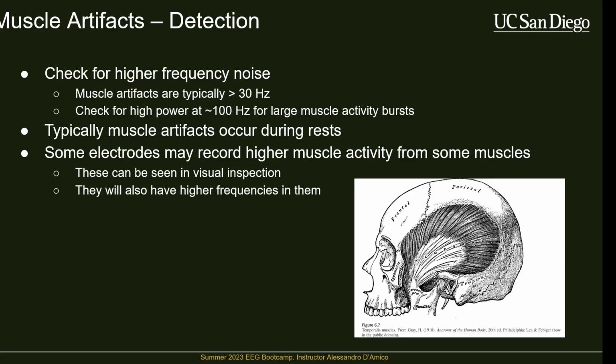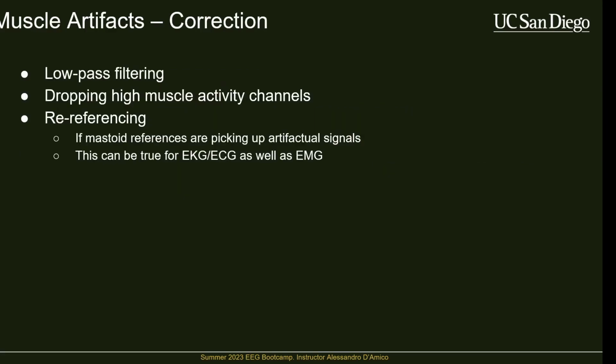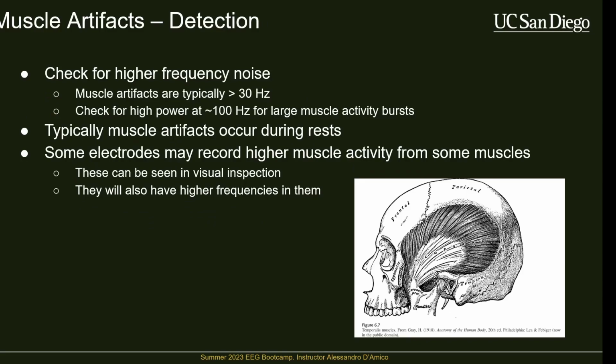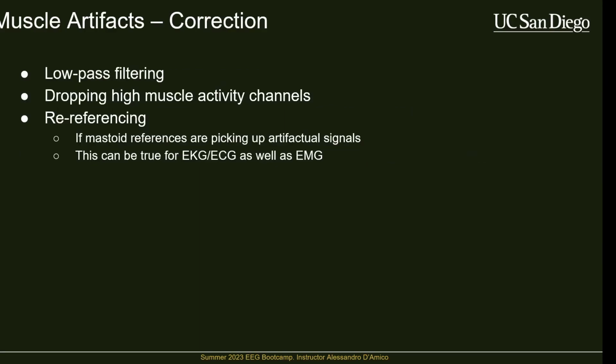These can be seen with visual inspection. They'll usually be higher frequencies. And again, you can typically, most of the time, fix them, but with T7 and T8, sometimes there's just nothing you can do. They will always record high muscle activity. You just really want to get the impedances of your electrodes as low as possible so that you're getting high quality data either way, but sometimes they're not salvageable.